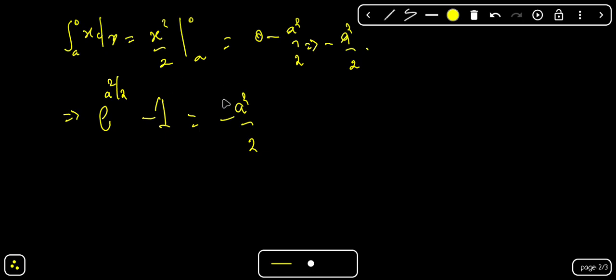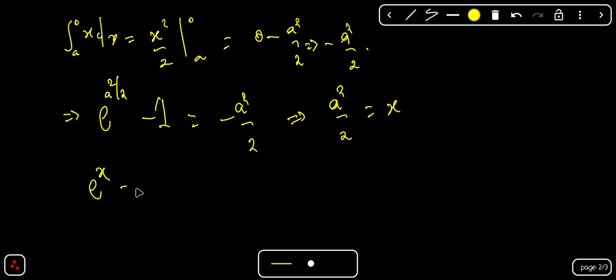Okay, now this is what I'm going to do. I'm going to make a substitution. Making a substitution, we can let a raised to the power of 2 over 2 be x. If a raised to the power of 2 over 2 is equal to x, we are going to have e raised to the power of x minus 1 equals negative x. Okay, so this is what we are going to do.